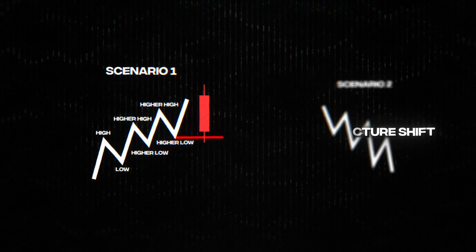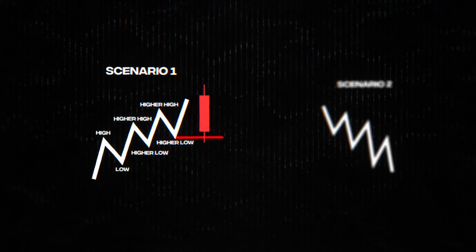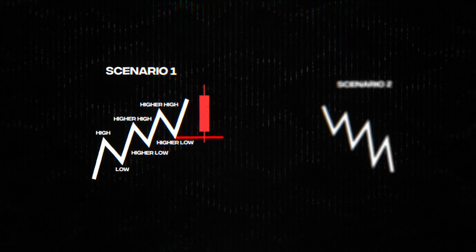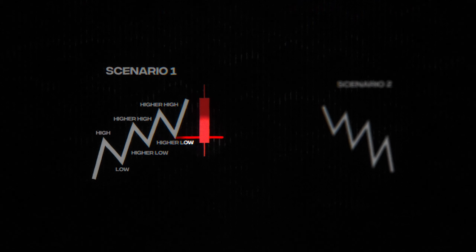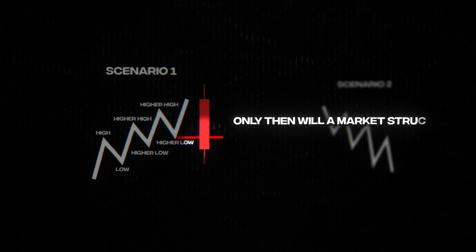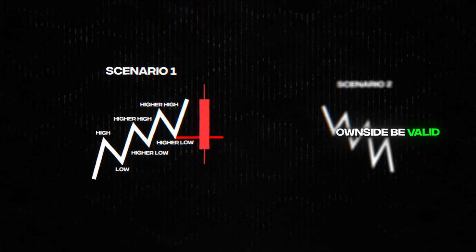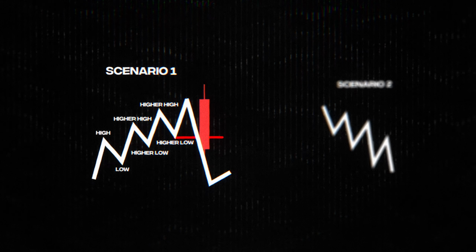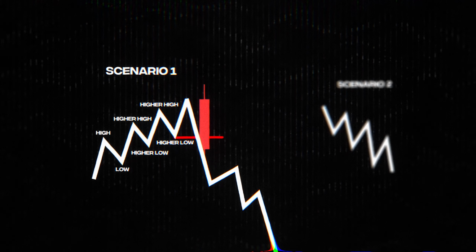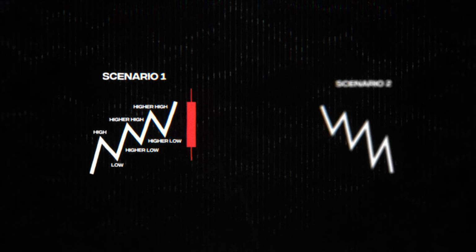It indicates that price does not have enough volume to push lower below the higher low. What I want to see is a body candle closure below the higher low. Only then will a market structure shift to the downside be valid. A body candle close tells us that the market is looking to reverse strongly, as there's enough volume to close below the higher low.